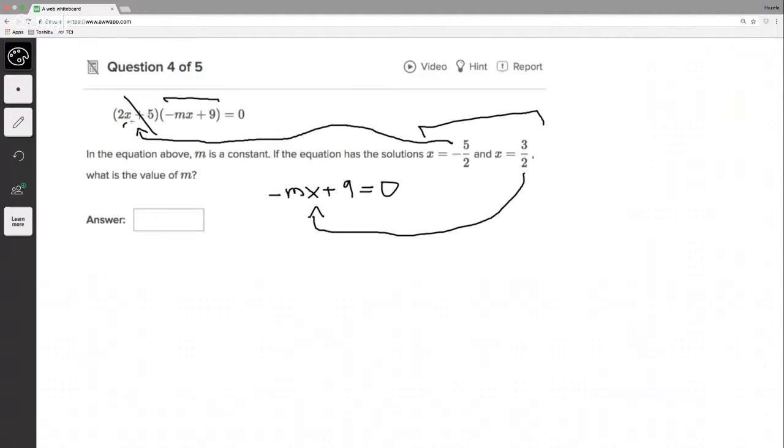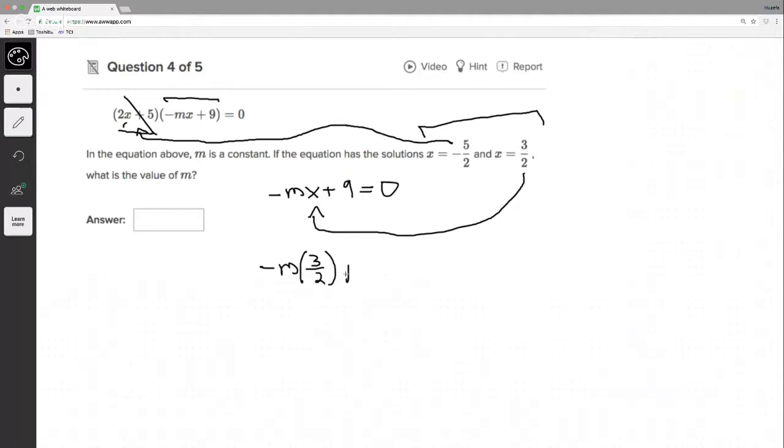If you want, you can plug in -5/2 over here and see it will go to 0. -5/2 times 2 is -5. But you can also make that assumption without even doing that arithmetic. So now let's go ahead and plug in our 3/2. We have -m. See, this is just another variable isolation problem. We're plugging in the x value because this is our 0 value. This is what the value of x that will make this one go to 0.